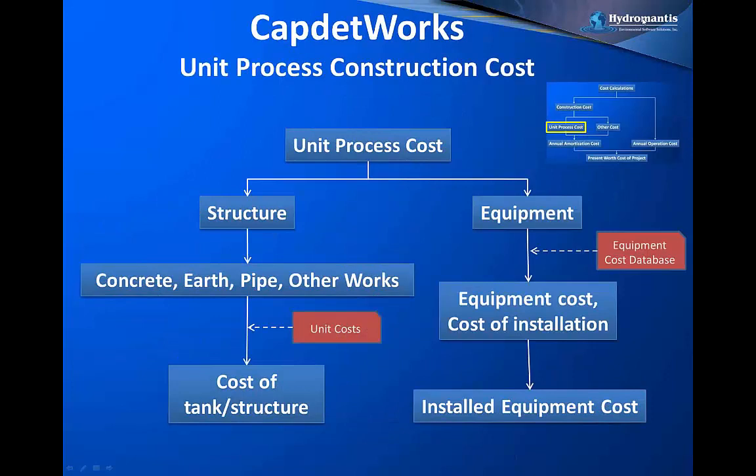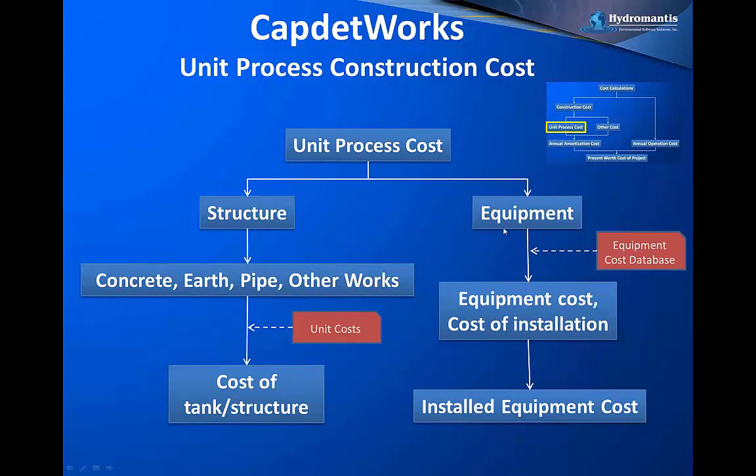If we look a little bit more closely on the unit process cost, how these costs are estimated, then these costs actually include two components. One is the structural aspect, another one is the equipment aspect. So for the structure, we estimate the concrete amounts, earthwork required, piping required, and some of the other components for that particular unit process. And after estimating different component of the cost, these costs are then multiplied with the unit costs which are specified by the user, and the cost of the tank or the structures are estimated.